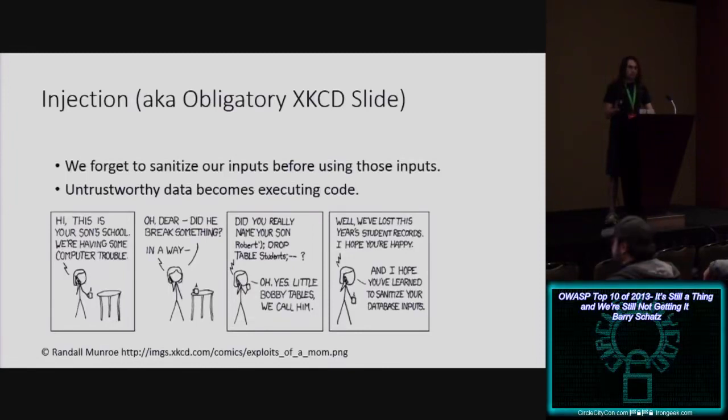So you spend all this time trying to lock down your server. Your config team rotates keys constantly. They've got the firewall locked down. But really, people are just messing with your data through port 80 and port 443 because the web application's not locked down properly. So yes, untrustworthy data becomes executing code.